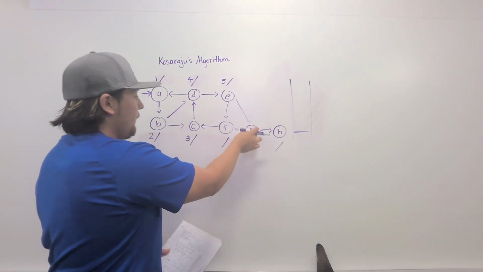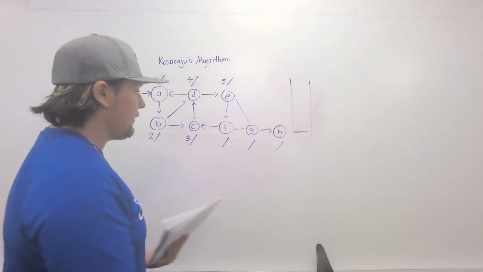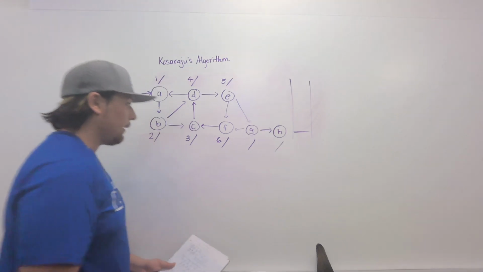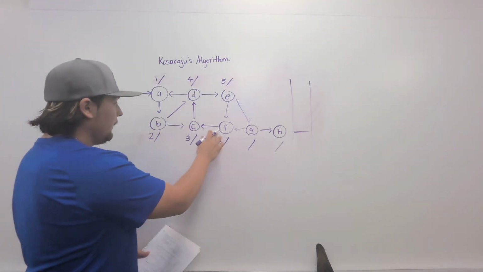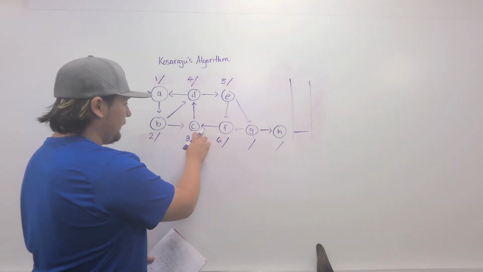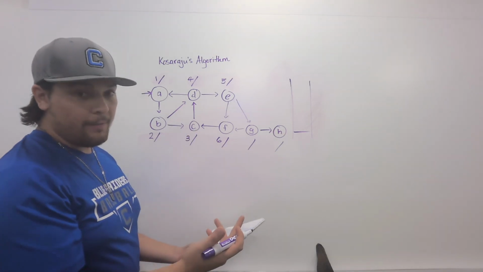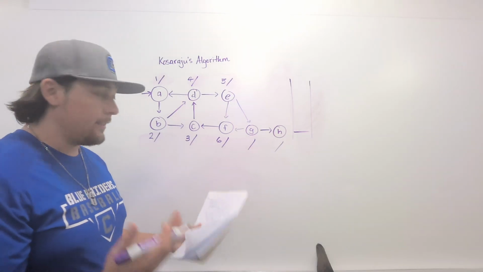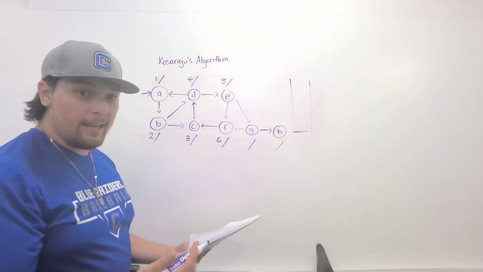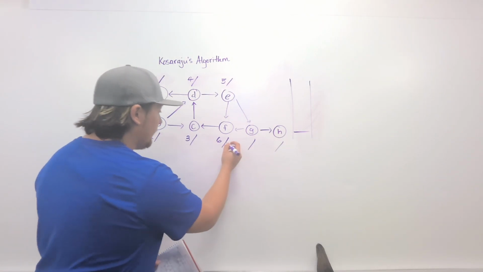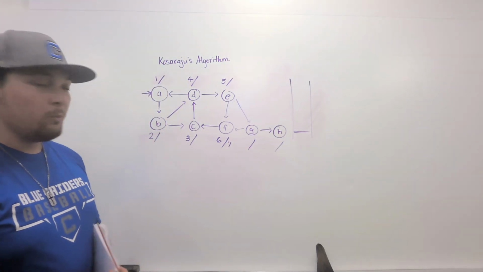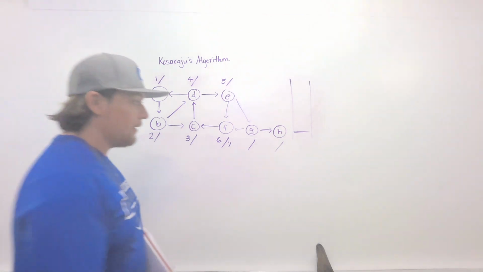E can either go to F or G. Again, it's your choice for organization. I'm going to choose F. F can go back to C, but C has already been visited. So F can't go anywhere else. This is a dead end. And when we have a dead end at a vertex, we're going to label the next number in the denominator. And then we're going to push the vertex F into the stack.